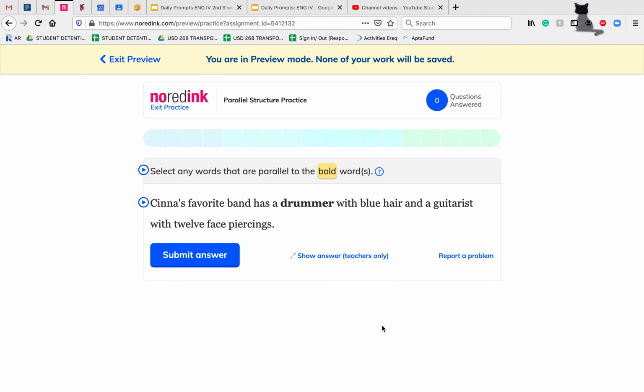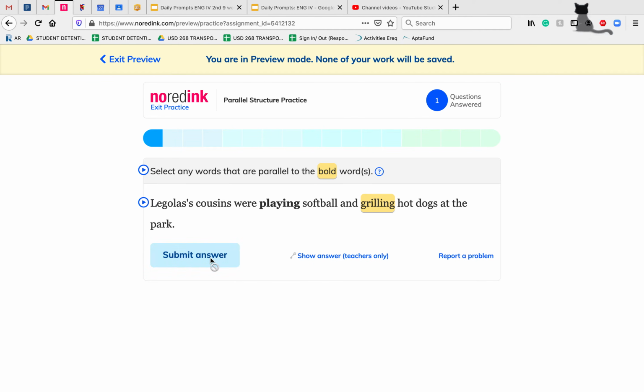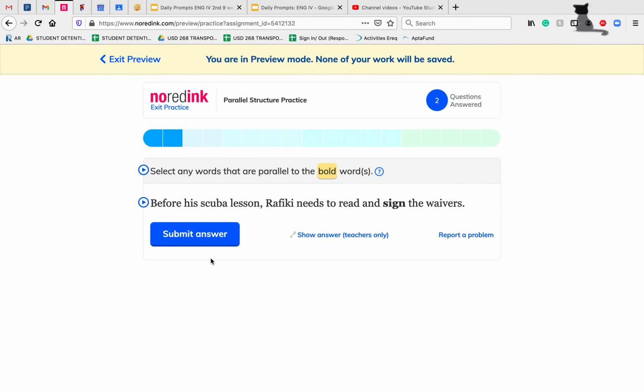So we'll do quite a few of these together. Cinna's favorite band has a drummer with blue hair and a guitarist with 12 face piercings. So we have a drummer. What's parallel to that is a guitarist. So these are our two nouns matching up. We have Legolas' cousins were playing softball and grilling hot dogs at the park. So those are our two ings. Before his scuba lesson, Rafiki needs to read and sign. So this is dealing with our infinitive.